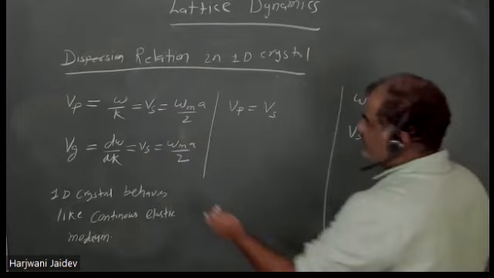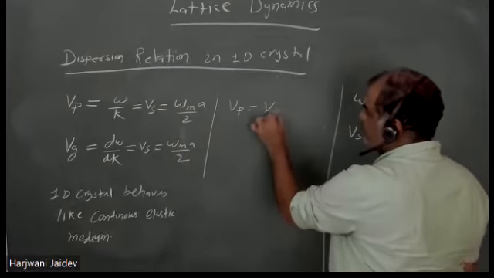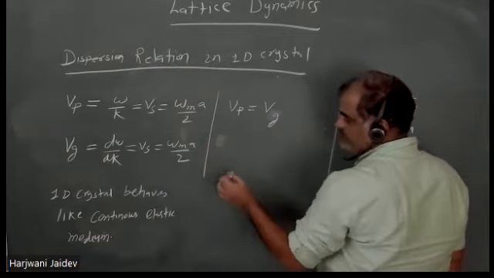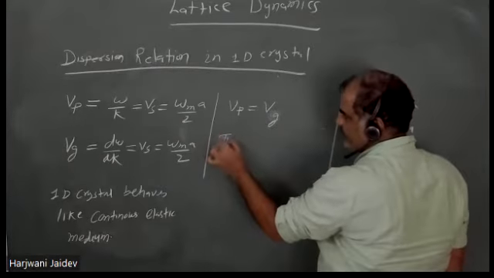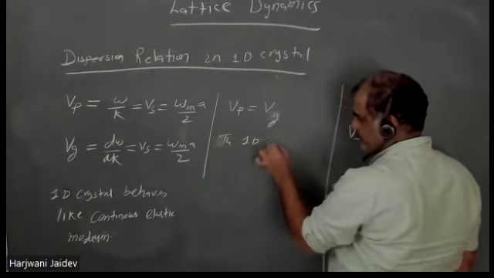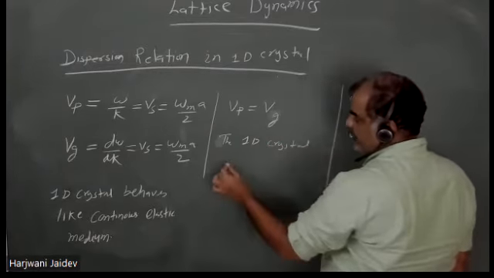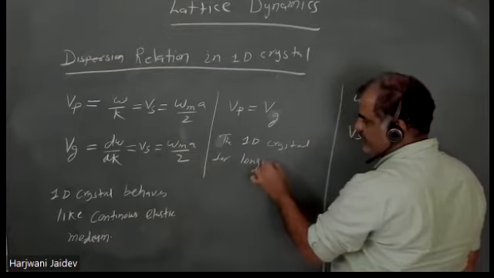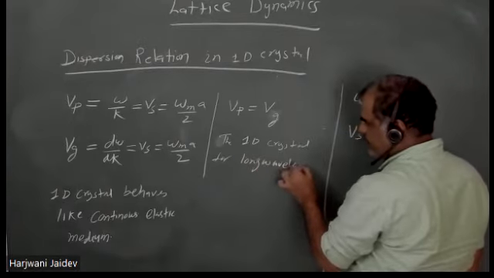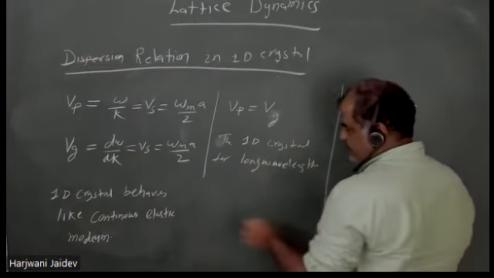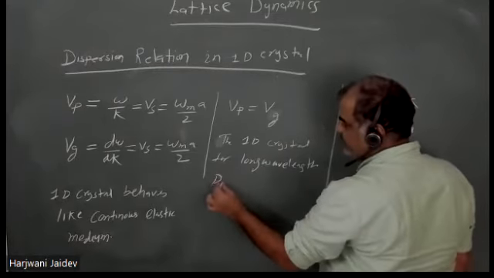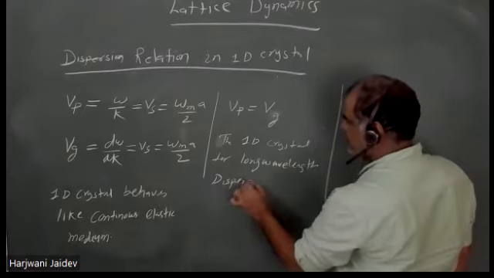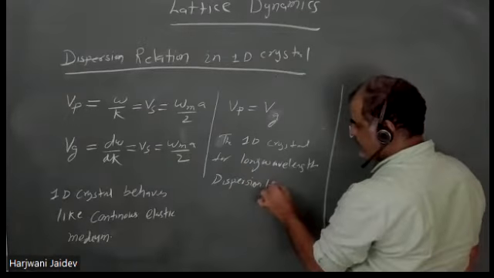So now here we can see our Vp is equal to Vg, that means our system is dispersionless. The 1D crystal in the long wavelength region behaves like a dispersionless medium.